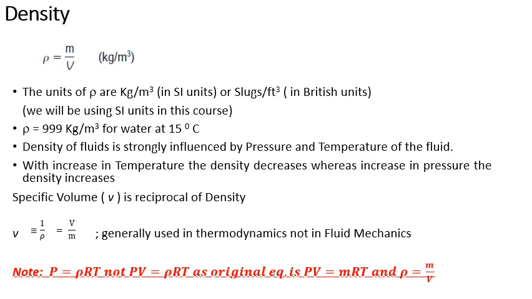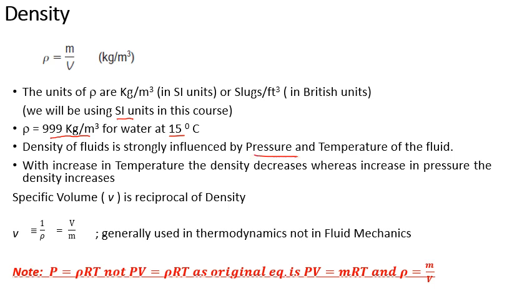So if we begin with density. Density is basically the mass per unit volume of any object, of any fluid. So, for example, the density of water is 999 kilograms per meter cubed at 15 degrees centigrade. And this is the SI unit which we basically use in this course. The other units are slugs per foot cubed and others, but we are only concerned with the SI units in this course. The density of a fluid is dependent on the pressure and temperature of the fluid.